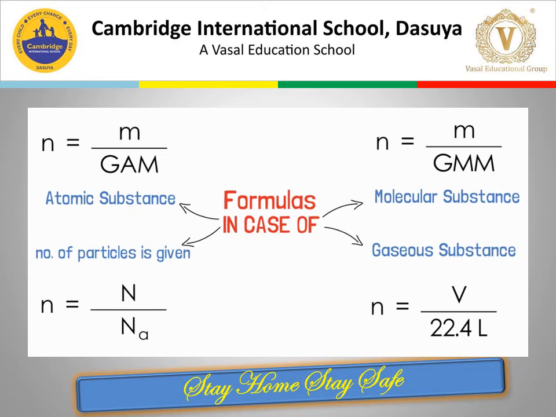And for the number of particles, if the number of particles is given, in that case the number of moles is equal to the given number of particles upon the Avogadro number. That is, the given number of particles is divided by 6.022 × 10^23 particles, and this will give you the number of moles. You need to remember these formulas to solve all the questions based on the mole concept. In fact, these formulas can also be derived by a simple unitary method.